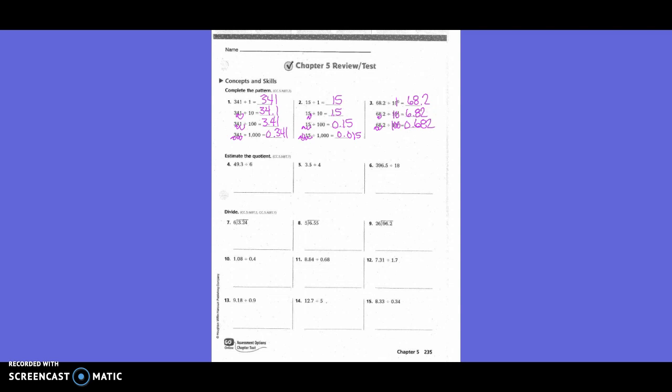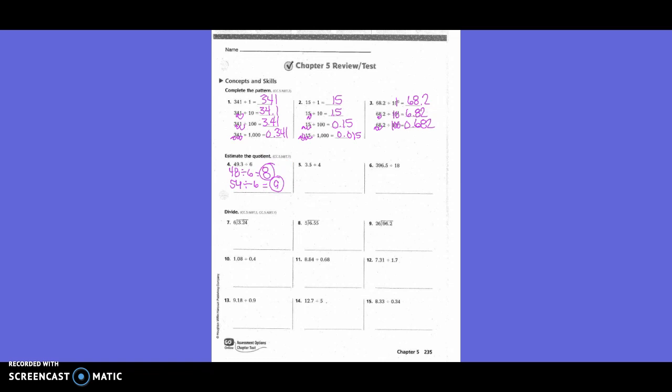What would be a multiple of 6 that gets us close to 49 without going over? 48. So I would do 48 divided by 6, which gets me 8. And then what's a multiple of 6 that gets me close to 49 going over a little bit? 54. So 54 divided by 6 equals 9. So my low end estimate would be 8. My high end estimate would be 9.